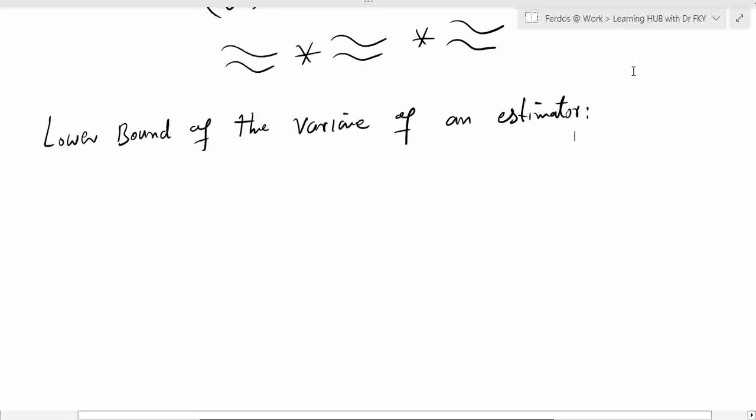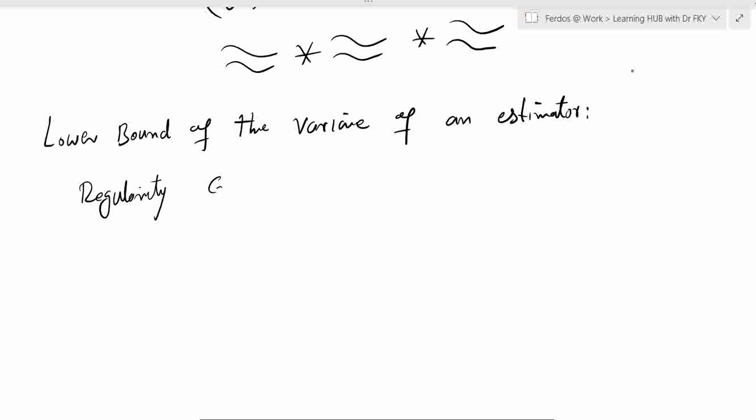It is sometimes difficult to find the lower bound normally, but under some conditions it is possible to find the lower bound of the variance of an estimator. These conditions are called regularity conditions. This means that the distribution must satisfy these regularity conditions, which I would like to write down.